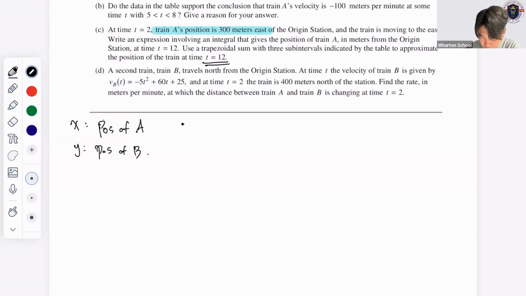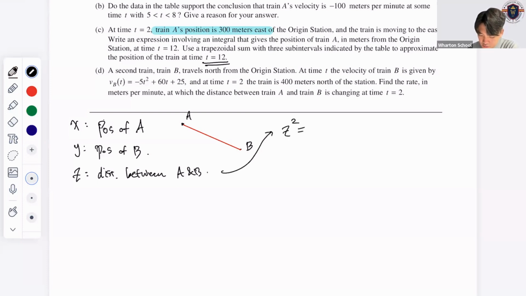So let's say there is this and this, like train A and B. How do we find this displacement? Sort of like a distance. We can use the Pythagorean theorem. So let's denote Z, the distance between A and B, right? If we use the Pythagorean theorem, we can represent this as z squared is equal to x squared plus y squared, right? Because this makes the triangle.